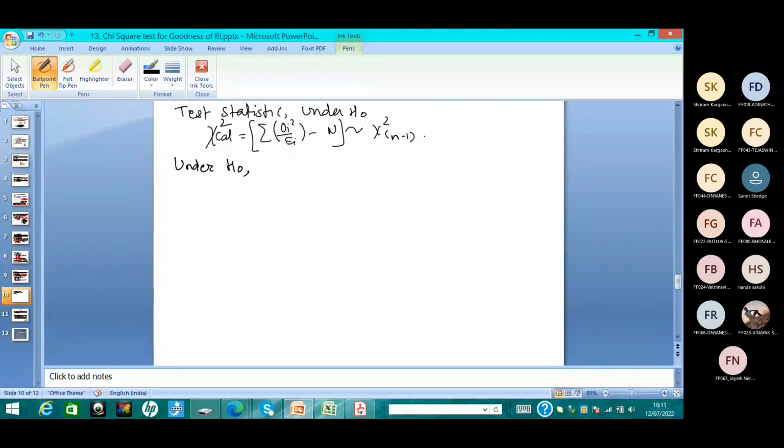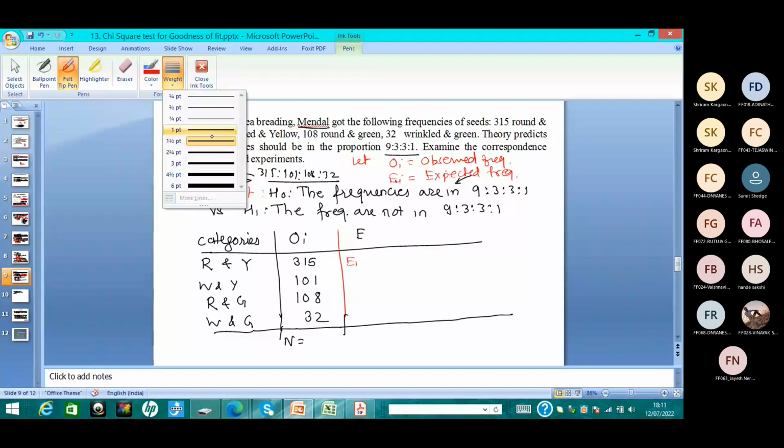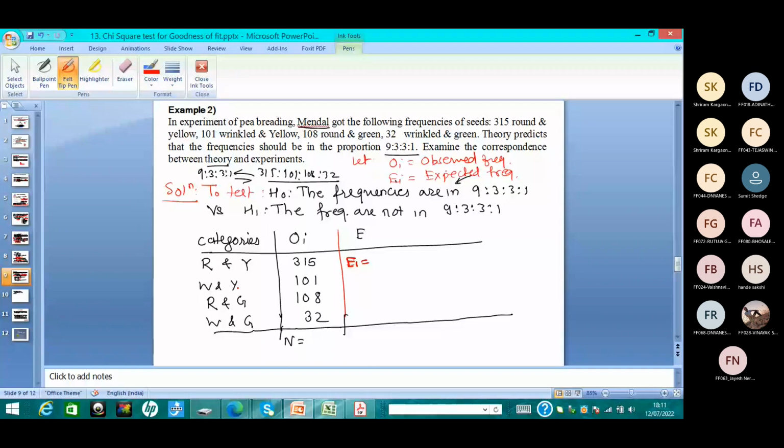Now, what will be the expected frequency of round and yellow? Let's call it E1. Let's call the expected frequency of wrinkled and yellow as E2. This is E3 and this is E4. Now let's do one thing.